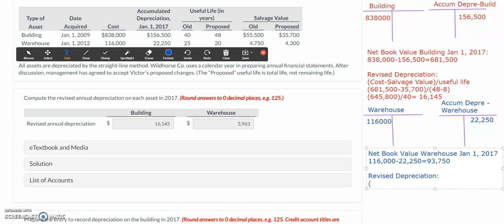Now we need to compute our revised depreciation, which will be our remaining balance that is left to be depreciated, so 93,750 minus our new salvage value of 4,300 that is given to us in the problem. And we're going to divide this over our proposed useful life, which is 20 years. However, as some years have passed, we have already depreciated this warehouse for 2012, 13, 14, and 15. So we've already depreciated this warehouse for 4 years.